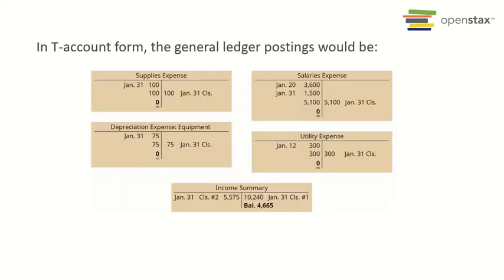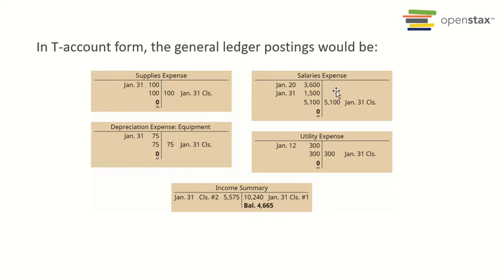So posting that to the T account. Supply expense, at the end of the period, we had a debit balance of 100. So we credit supply expense 100. Now our supply expense account has a zero balance. Depreciation expense, the same thing. We had a balance of 75. Then we credit 75. Now our depreciation expense account has a zero balance.